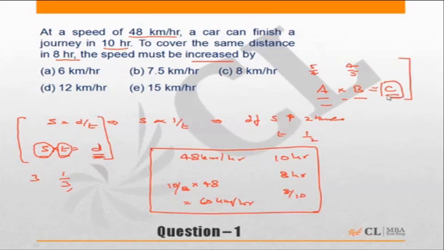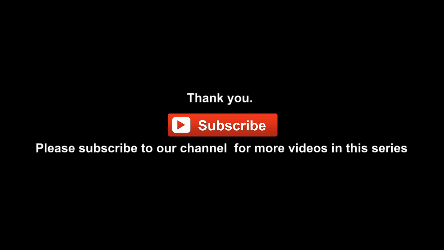In this case C is constant. Out here I am saying speed into time is equal to distance. If the distance is constant, then whatever happens to the speed, the reciprocal of that should happen to the time. So in this particular question, the new speed becomes 60 kilometers per hour. So the speed must be increased by 12 kilometers per hour.